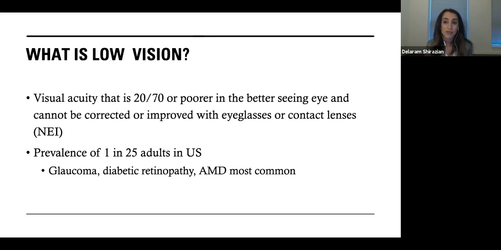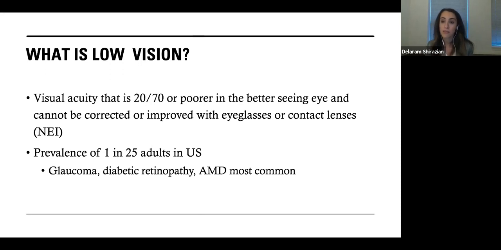That last part is really important because people may think, oh, well, I don't see very well without my glasses or without my contact lenses, but when I wear them, I have good acuity. Well, that means you don't have low vision because the definition includes your best corrected vision with your eyeglasses or contact lenses. So what does 20/70 mean?